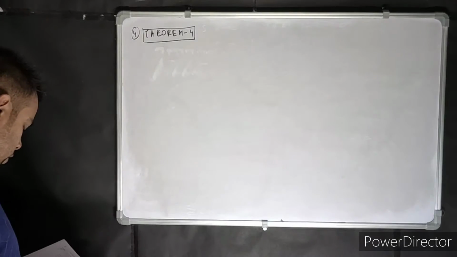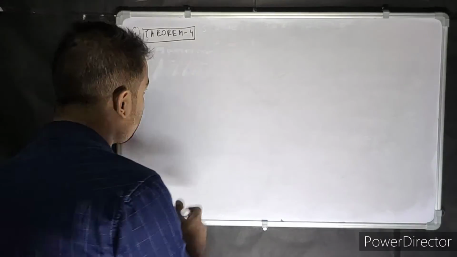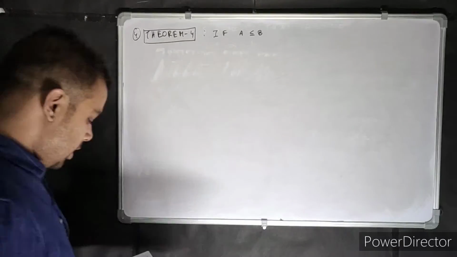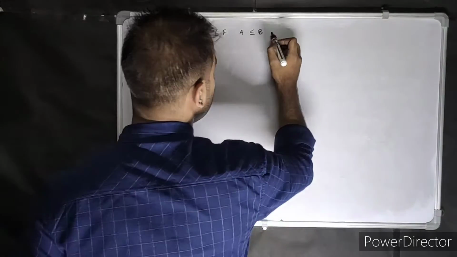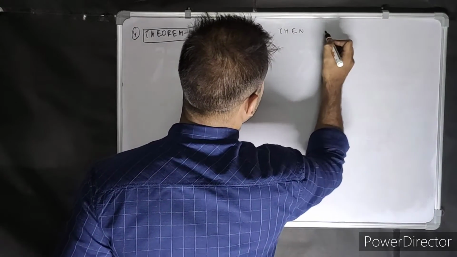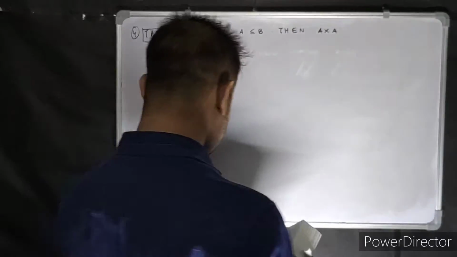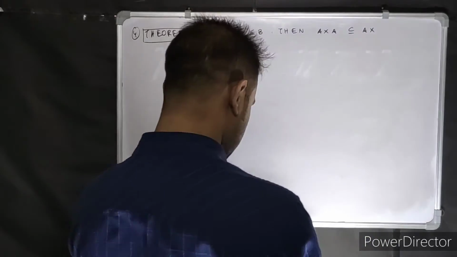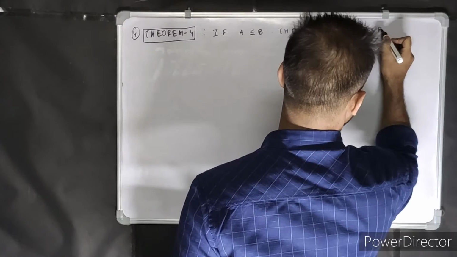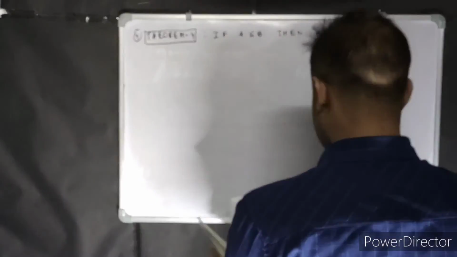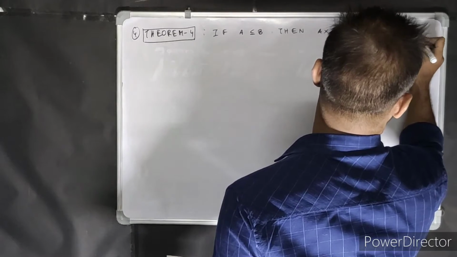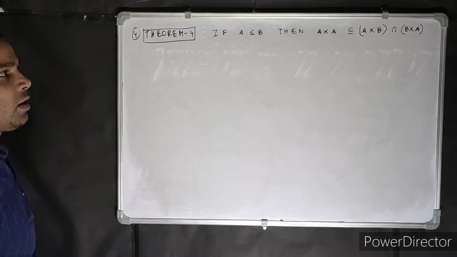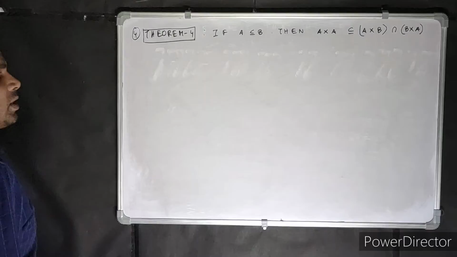CBSE students. Okay. So the fourth theorem is: if A is a subset of B, that's given, and then A cross A is a subset of A cross B intersection B cross A. So the values that we get in A cross A will be a subset of A cross B intersection B cross A.